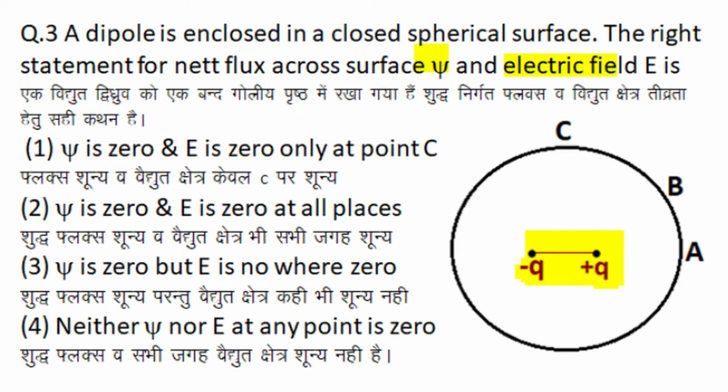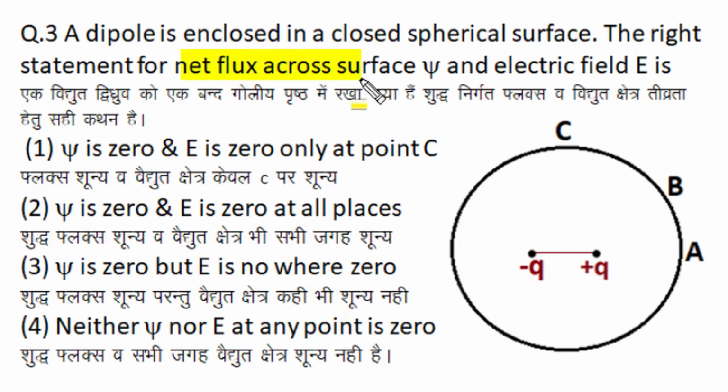As per Gauss law, net flux across any closed surface depends upon the total amount of charge enclosed in that surface, and when a dipole is enclosed, the net total charge enclosed in the surface becomes 0. So net flux from this closed surface again becomes 0. So flux is 0 as in these three options.